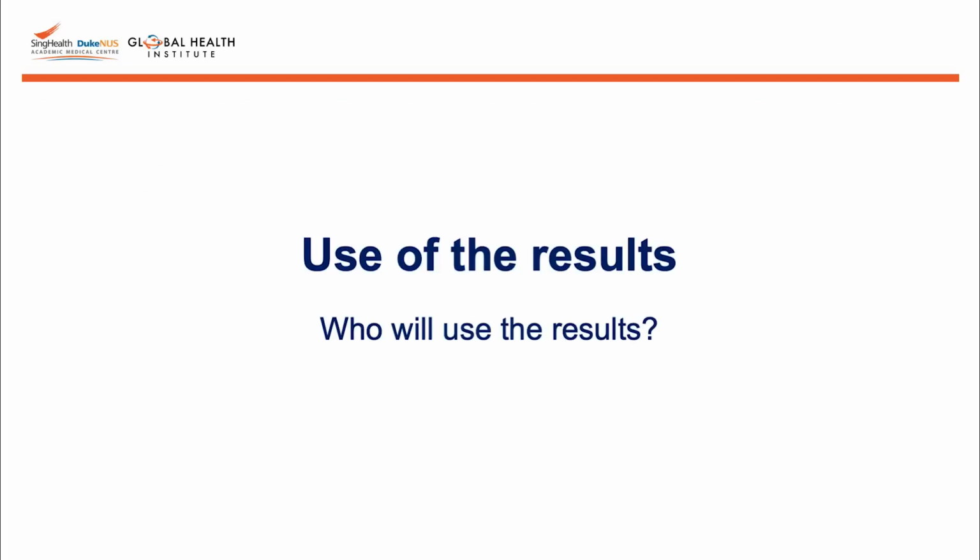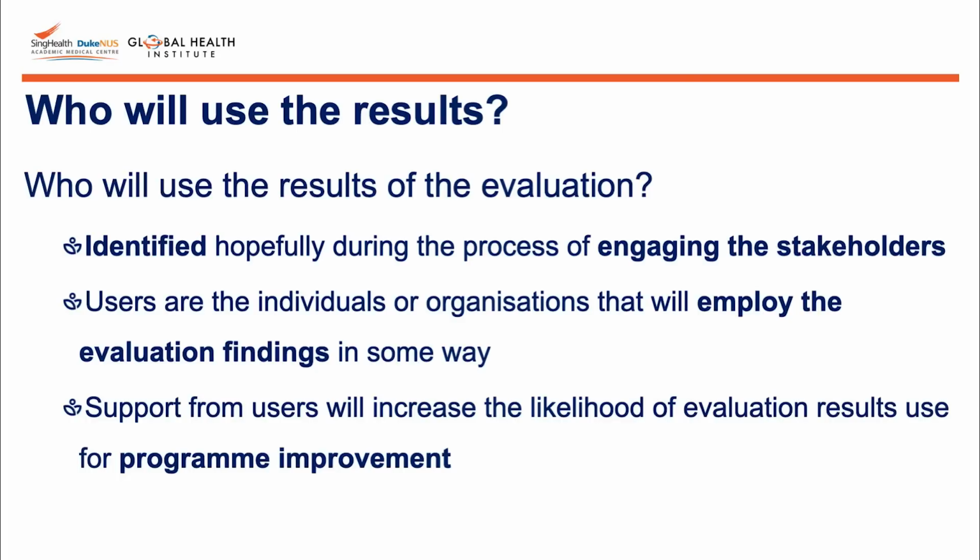Who will use the evaluation results? Identifying users is crucial during stakeholder engagement. Their support increases the likelihood of using results for program improvement. For example, program staff might benefit from detailed information on program implementation, while funders may be more interested in overall program effectiveness and cost-benefit ratios. Policymakers would require summaries of findings that are relevant to their decision-making processes. Develop a communication plan early in the process to make sure that the results are effectively disseminated and used.